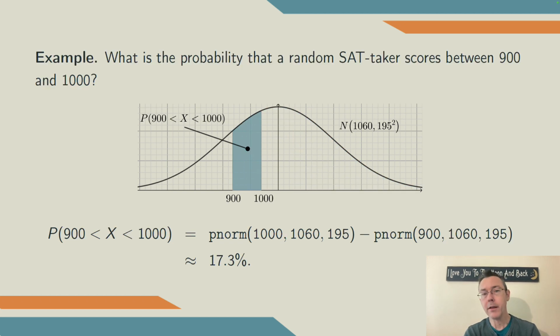One last example. What's the probability that a random SAT taker scores between 900 and 1,000? So the way I'm going to do this is I'm going to take the area to the left of 1,000 and subtract off the area to the left of 900. So pnorm of 1,000, 1060, 195, that's the area to the left of 1,000, minus pnorm of 900, 1060, 195. That's the area to the left of 900. Do a little bit of arithmetic, and we get 0.173, about 17.3%.